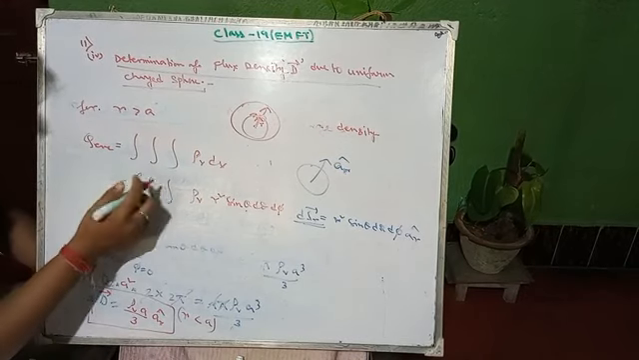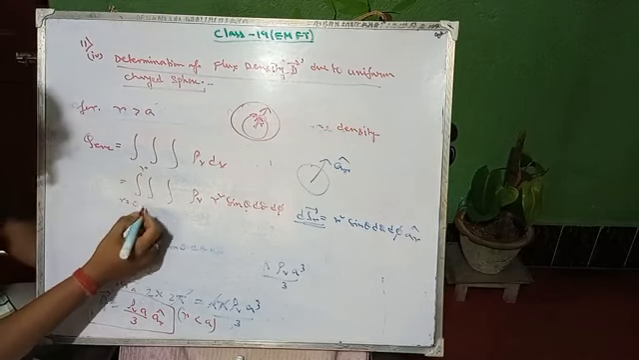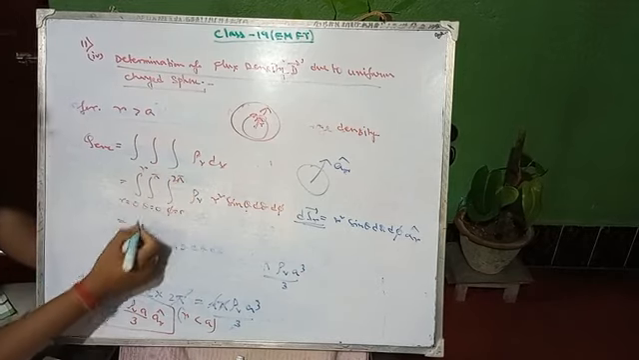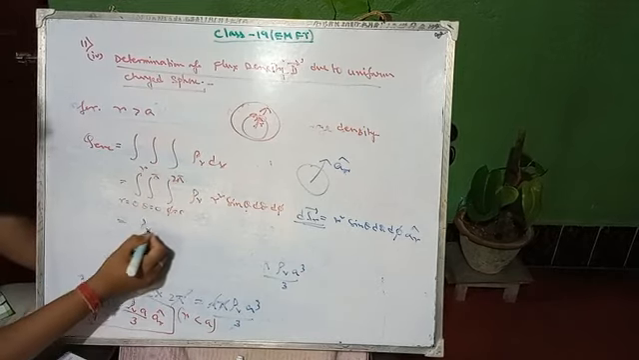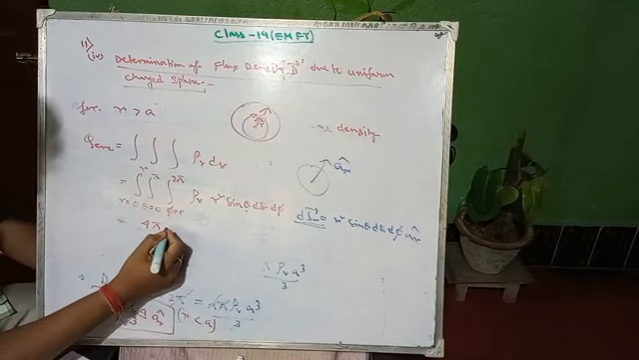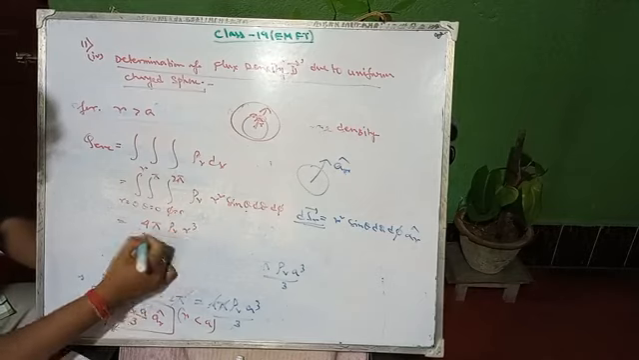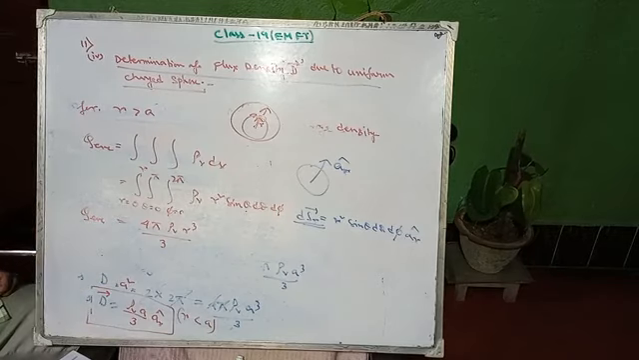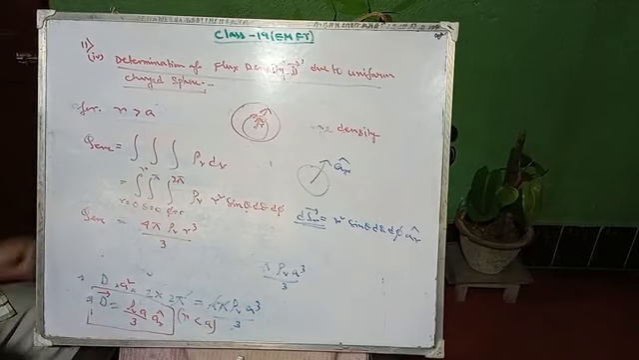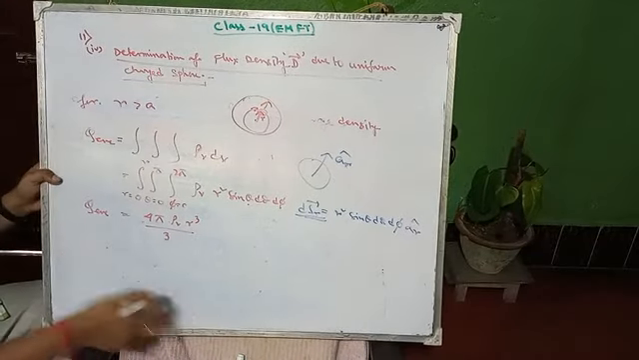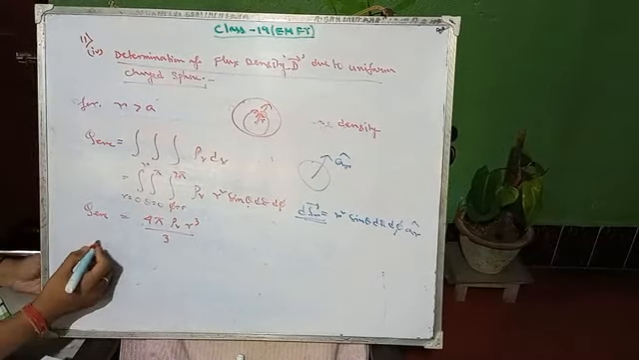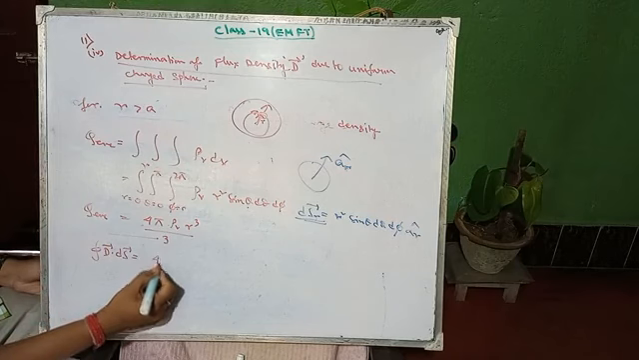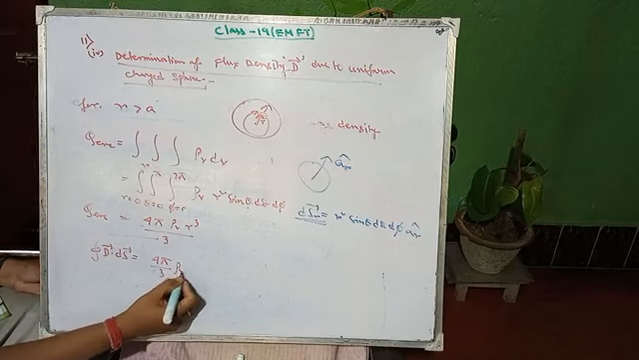Then theta equals 0 to pi, and then phi equals 0 to 2 pi. Similarly, if we integrate it, then we have 4 pi rho V r cube by 3. So Q enclosed equals 4 pi rho V r cube by 3. And applying Gauss's theorem, D dot dS will be equal to 4 pi by 3 rho V r cube.